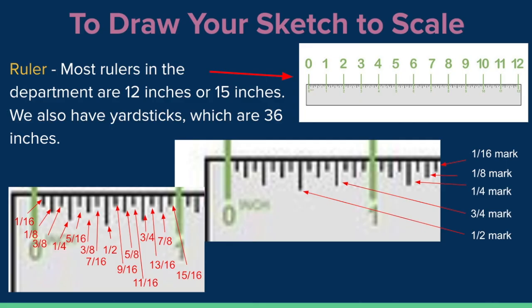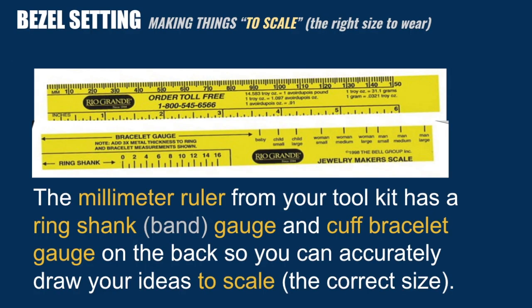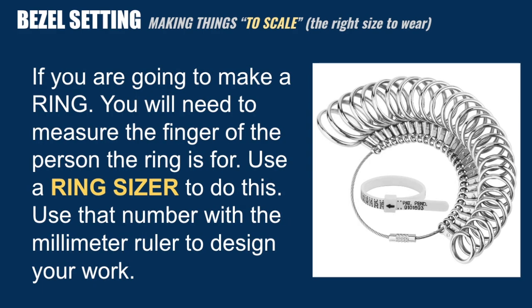In order to draw your work to scale, you will need to use your millimeter ruler. The millimeter ruler has ring shank and bracelet gauges on it to show you how large the piece needs to be for different sized pieces. This also means that you need to use a ring sizer in order to figure out what size a ring might be if you are making a ring.